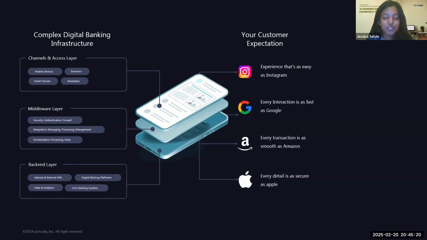And finally, with this complex banking infrastructure, we have those heightened customer expectations. The expectation is that your app should be as easy to use as Instagram, the interaction should be as fast as Google, the transaction should be as seamless as Amazon, and also as secure as Apple. These are the kind of expectations that every customer has when they're downloading your banking app.